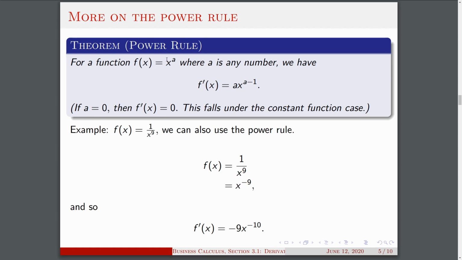The answer is yes, it is. A is minus 9 in this case, so that minus 9 comes out in front. And then we subtract 1 from that exponent. Minus 9 minus 1 is minus 10. All right, not minus 8, but minus 10. Okay. All right, so that's the basic gist of the power rule. So I hope that made sense. You will get lots of practice on the homework for applying the power rule.